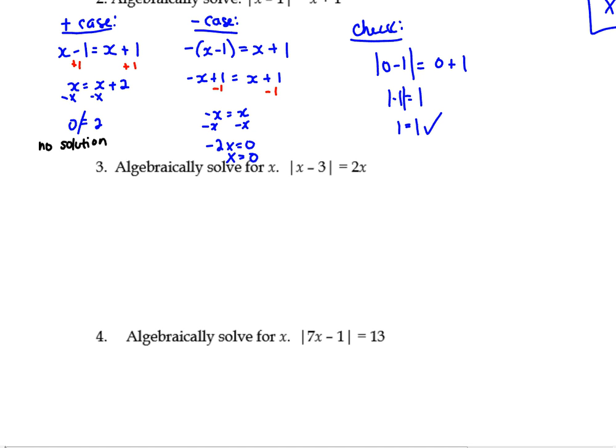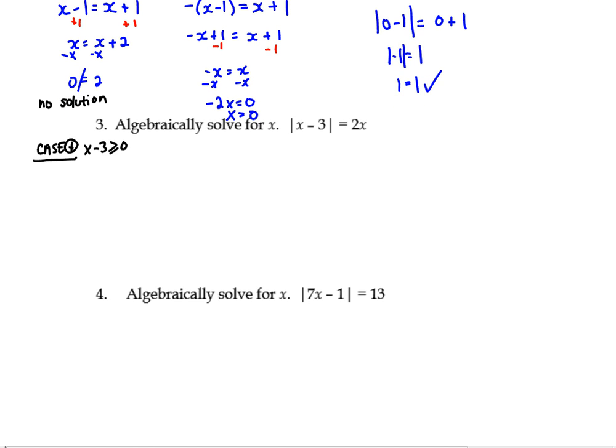Are you ready to try one on your own? No? Okay, together. So, first step, isolate the absolute value. Are we good to go? Yes, so we can go straight to the positive case, meaning that x minus 3 is positive. Meaning, do we need the absolute value? No. If it's positive, it comes out as the same identical thing. x is equal to negative 3.